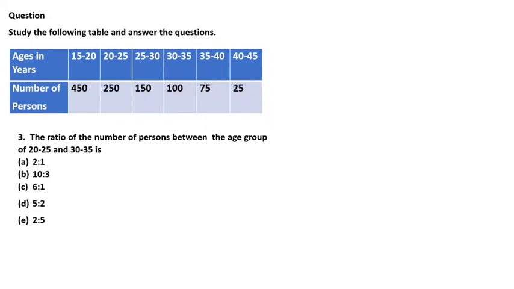The ratio of the number of persons between the age group 20 to 25 and 30 to 35. We need to find out the ratio of persons between the age group 20 to 25 and 30 to 35. So 20 to 25 we have how much? 250 people, and 30 to 35 we have 100, and we need to find out the ratio of this. So you can cut zeros and zeros. Here 5 times, here 2 times 5. So the required ratio is 5:2. So accordingly you can mark answer D as the correct option.